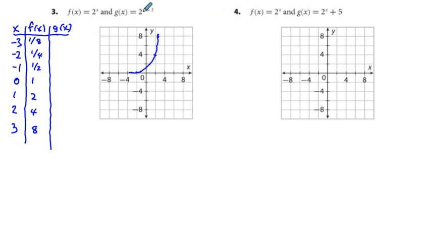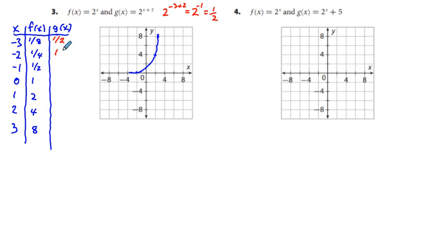So if we have 2 to the x plus 2, if we put in -3, I'm going to write this as 2 to the power of -3 plus 2, which is equal to 2 to the -1 power, which equals 1/2. So 1/2 is going to go right here. And if we plug in -2, we get -2 plus 2 is 0. 2 to the 0 power is 1. And so we're just shifting over here.